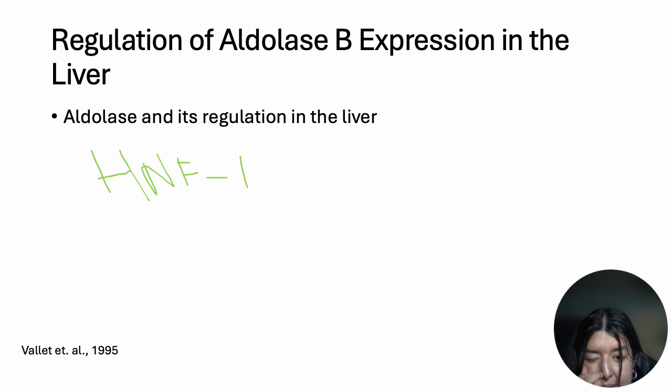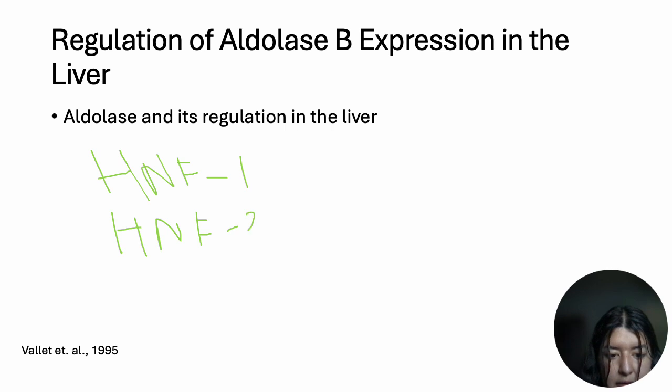Okay, so next there's hepatocyte nuclear factor 3, which they're called the same. The only thing that changes is the number. HNF3, which works in conjunction with, can you guess, HNF1. Together they amplify the expression of aldolase B. This synergy is especially important when dietary changes occur, ensuring that the liver can adapt to varying levels of fructose.